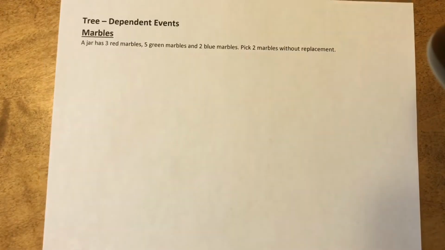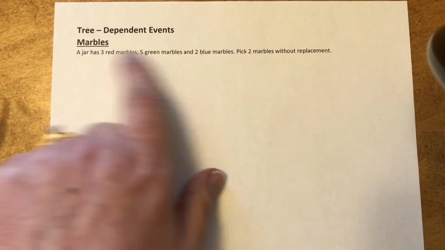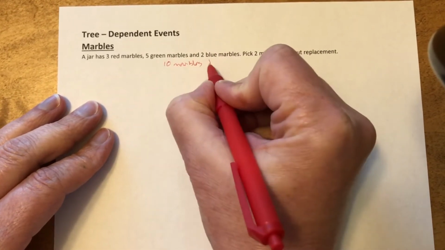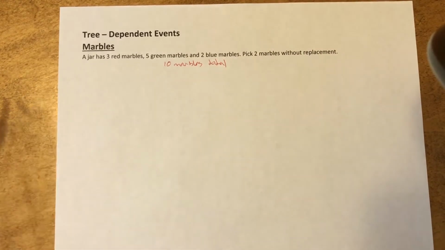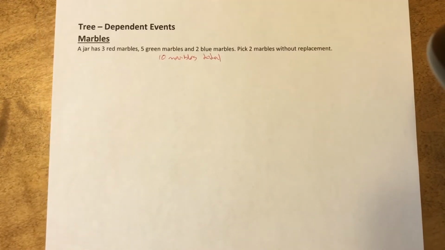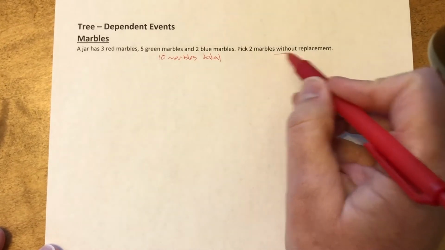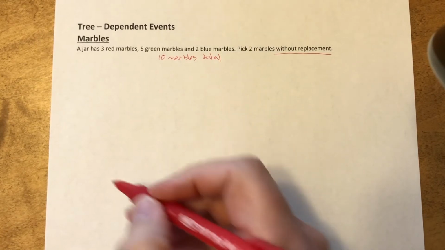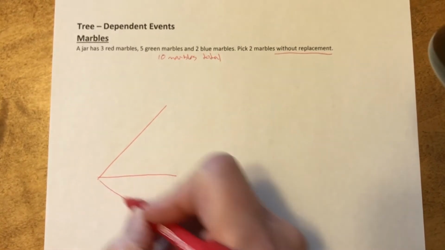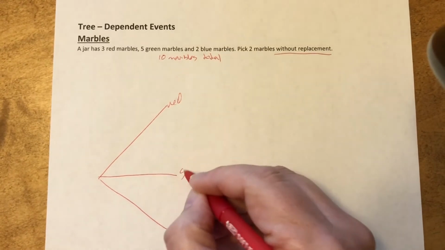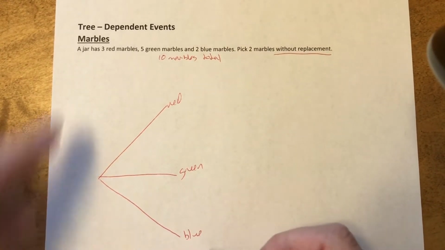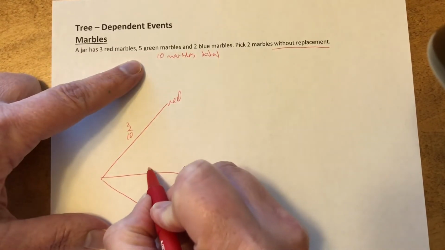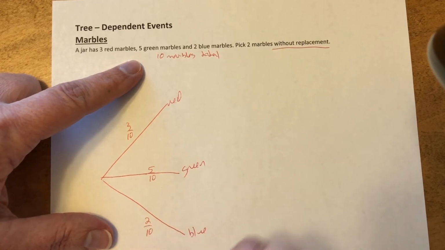So our dependent events are going to be, we've got a bag of 10 marbles total. And you're going to pick 2, okay? So we're going to do this as a tree because this is a sequence of events. Without replacement means once we pull the marble out, we're not putting it back. Okay, so we're going to start with our 10 marbles. The first pick is either going to be red, green, or blue. Okay, and we know the probability of getting a red marble is 3 out of 10. Green is 5 out of 10, and blue is 2 out of 10, excuse me.